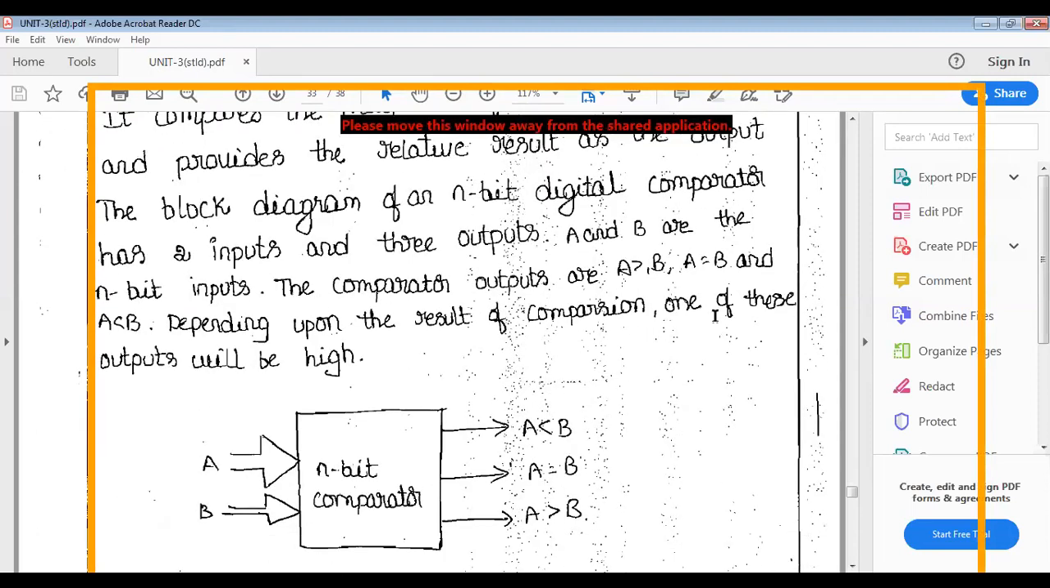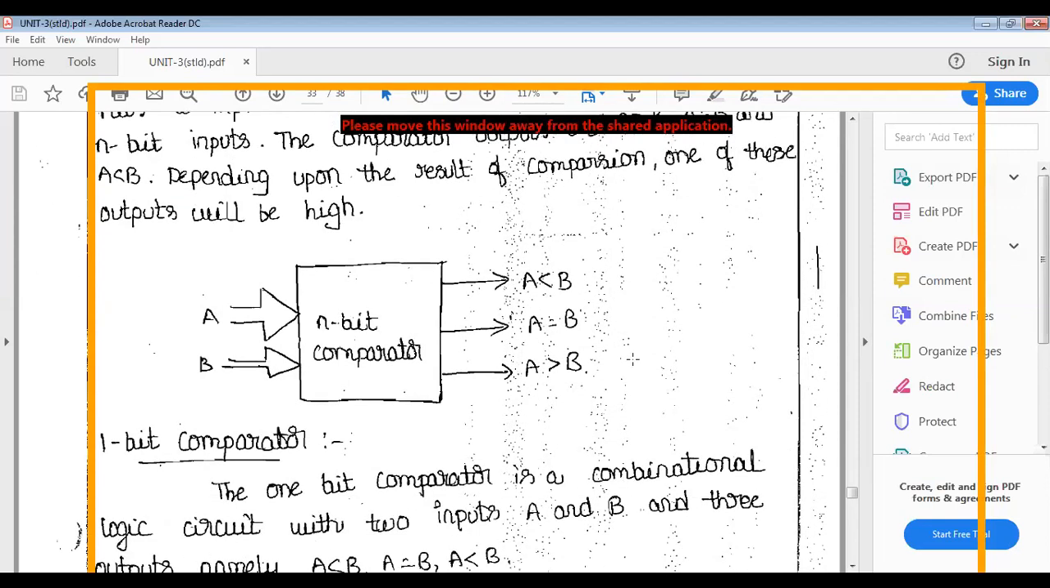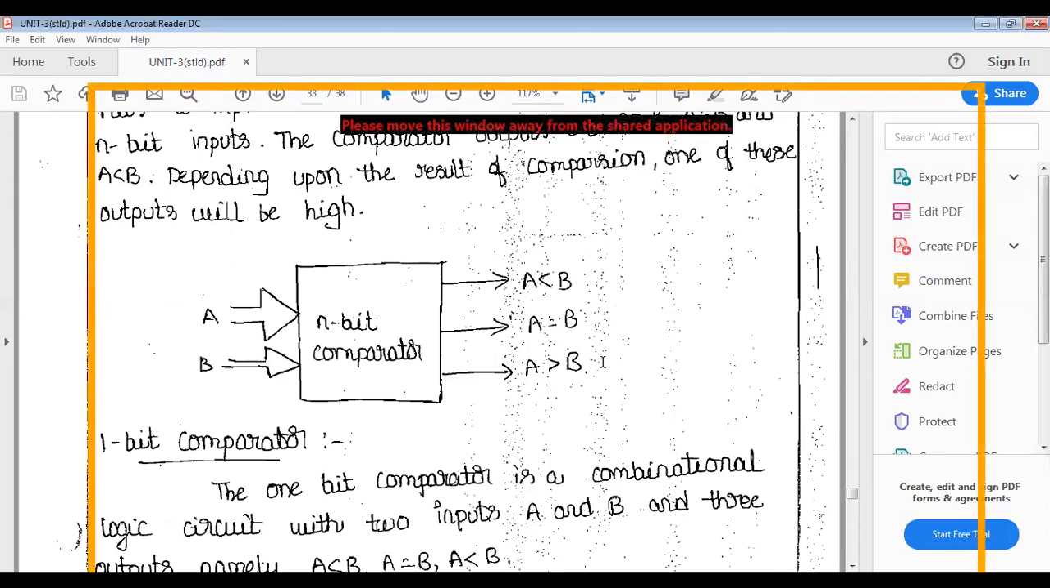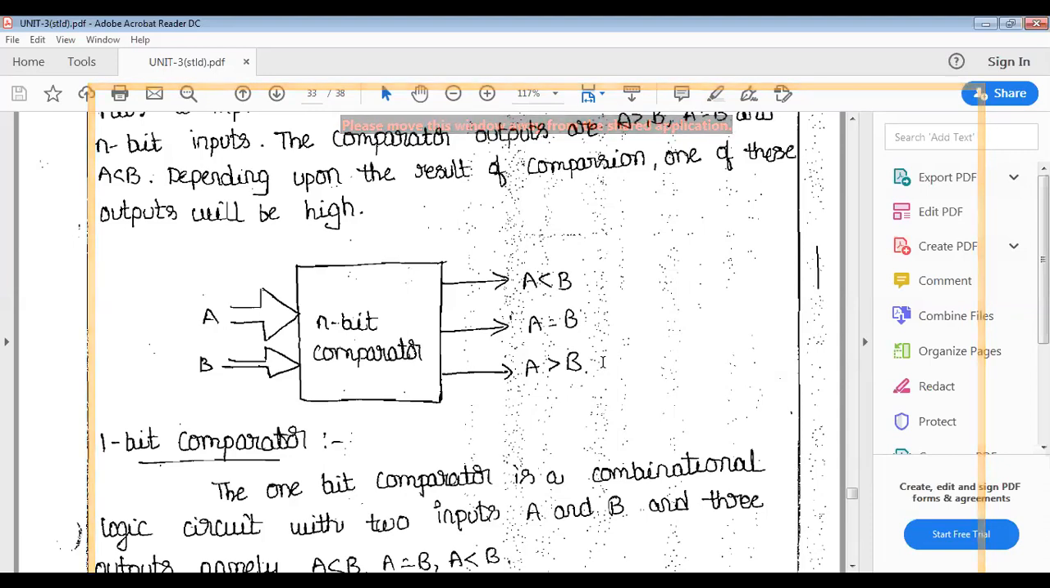Depending upon the result of the comparison between A and B, one of these outputs will be high. If A is less than B, A less than B is high, and A equal to B and A greater than B are 0. If A equal to B, A less than B is 0, A equal to B is 1, and A greater than B is also 0. So only one of these outputs is high. On the output side there are three outputs, and of those, only one is high.